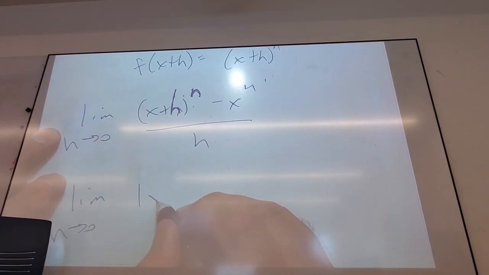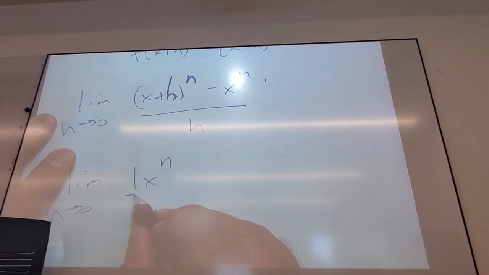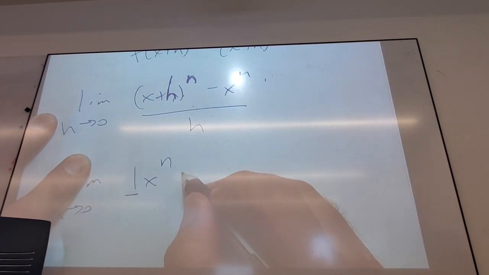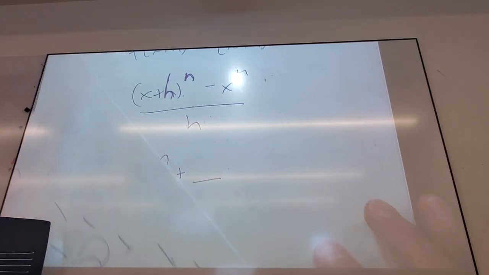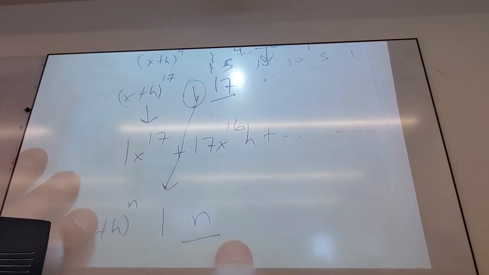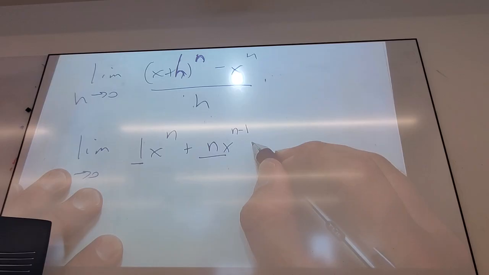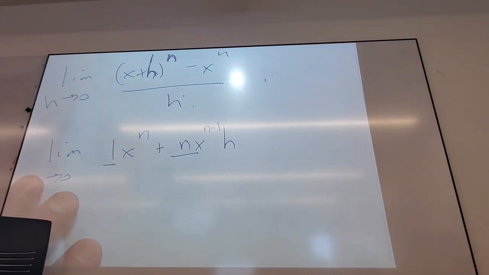It would be 1, all x's, yes? Coefficient of 1, and then all x's. Plus, what would the next coefficient be? We figured it out. When it was 17, it was 17. When it's n, I'll have n, 1 less x, 1 more h. That's how that rule works. Yes? Let me stop for a minute.